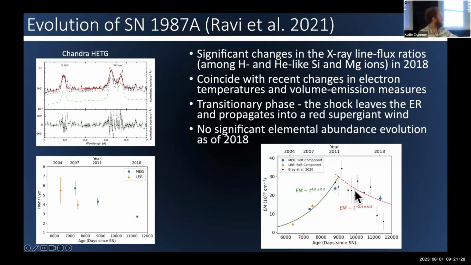And so they believe that 87A is entering a new transitionary phase where the blast wave is leaving the equatorial ring, and now it's entering into a less dense wind from the red supergiant. In case you're wondering, they still haven't seen any change in elemental abundance, so the ejecta has not yet been shocked by any reverse shock.